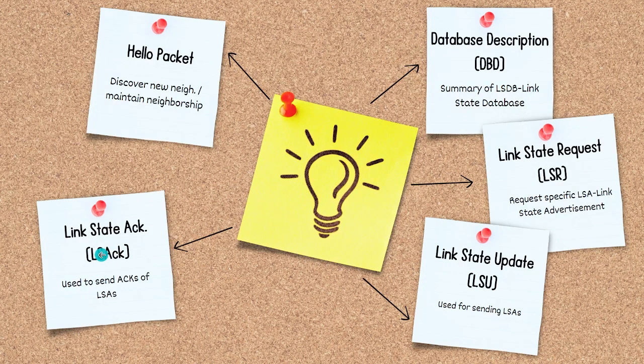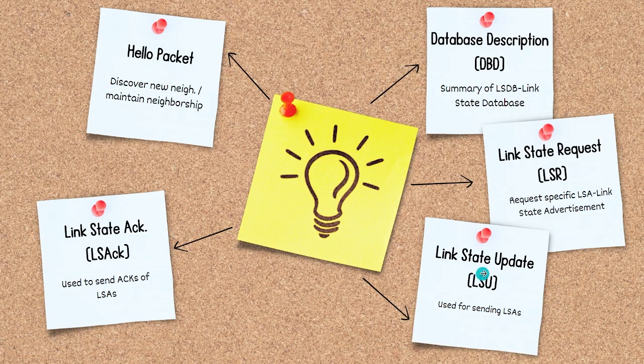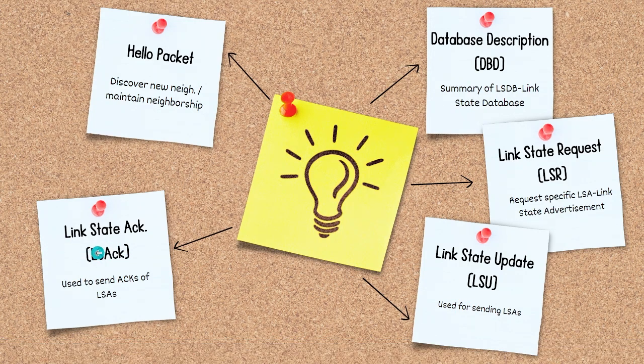Now the last packet format is link state acknowledgement, and this packet format is used to send acknowledgement for the LSAs. So if the device is receiving LSUs, they need to be acknowledged to the actual sender. So for all the LSAs that it receives here, the LSAck packets, or link state acknowledgement packets, are sent to the original sender of this LSU. So these are the packet formats for OSPF. Let's look at them one by one.